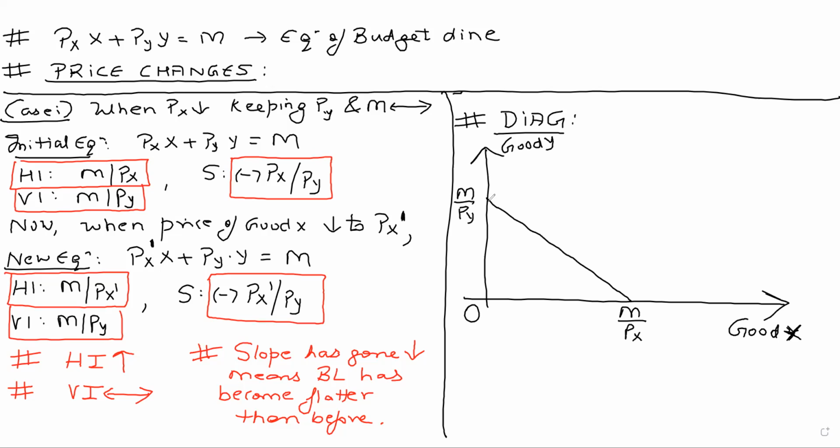Okay, you can see guys, your vertical intercept is the same, but your horizontal intercept has gone up, because for the same numerator you can see denominator has fallen from px to px dash. A fall in denominator given the same numerator causes the whole term to go up. So my horizontal intercept now becomes m upon px dash. Okay, and you can see my budget line swivels from the black budget line to the red budget line. So this was my initial budget line AB. Now it is AB1.